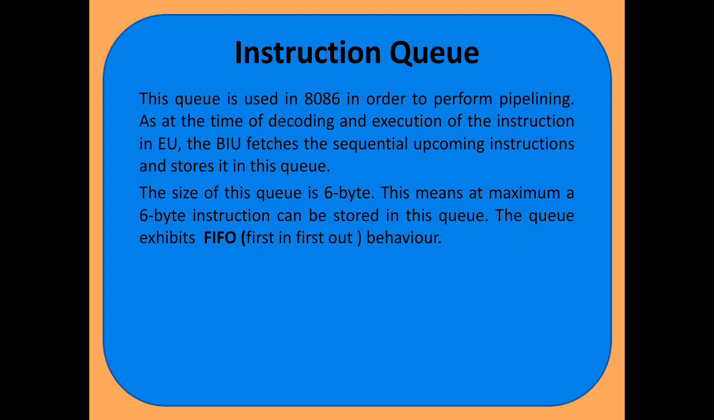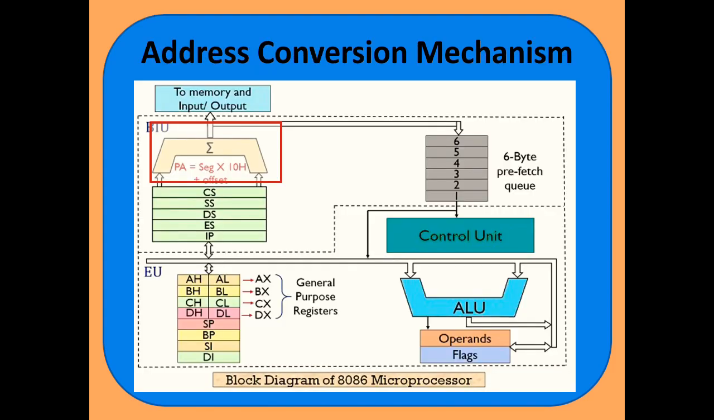When the program is executed according to the pipelining process, the speed of execution, or performance, of the microprocessor increases compared to the normal execution process. Because of this instruction queue, the microprocessor gets a kind of cache memory. The first microprocessor having cache memory is the 8086.